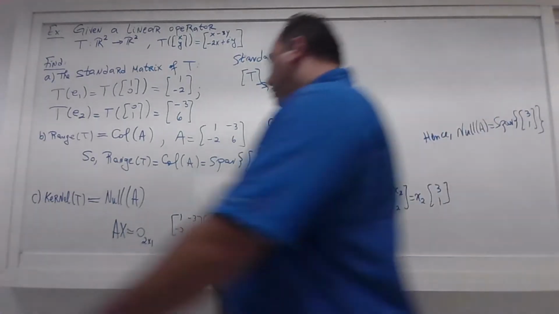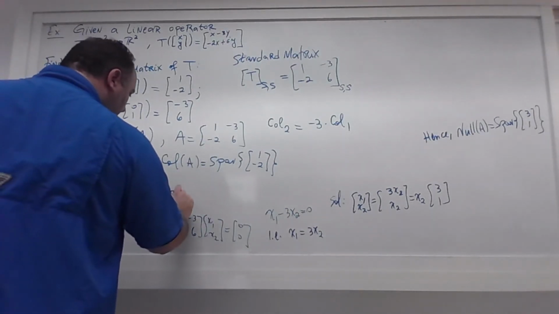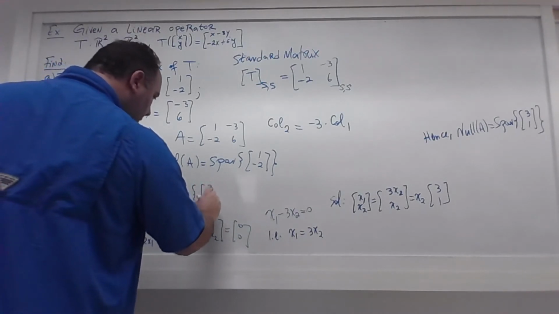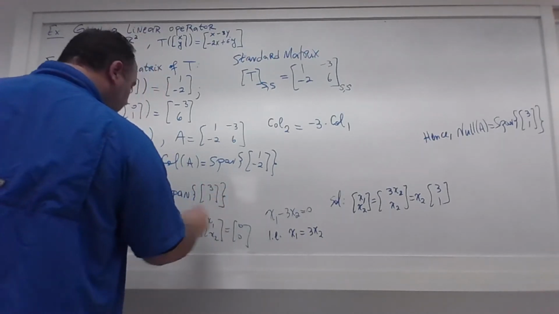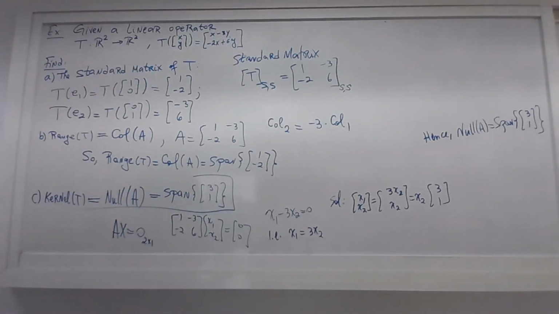So that's what we have. Kernel of T is the same as the null space of A, which is span of the vector 3, 1. So those things are pretty straightforward. There's nothing special here.